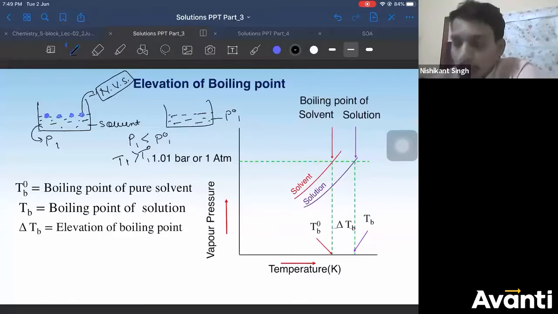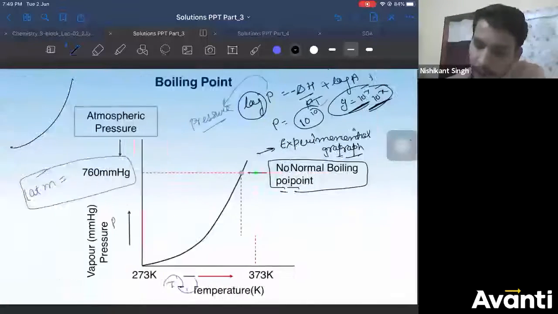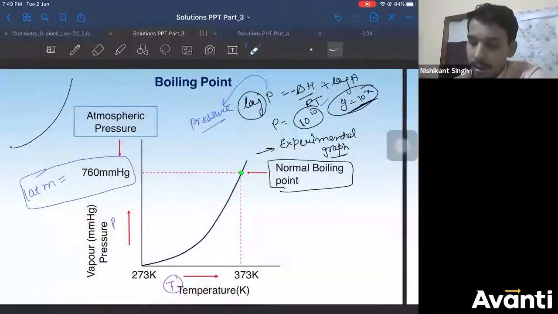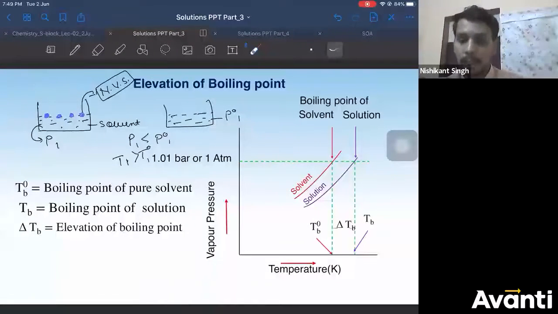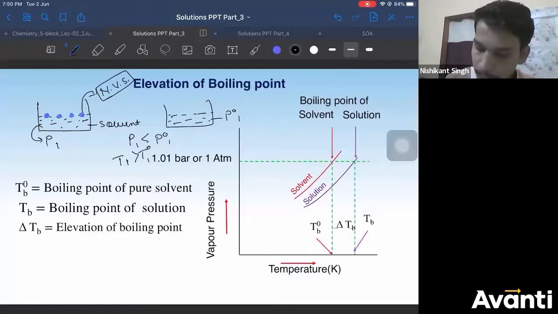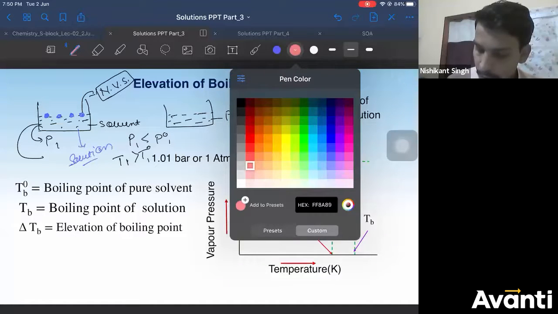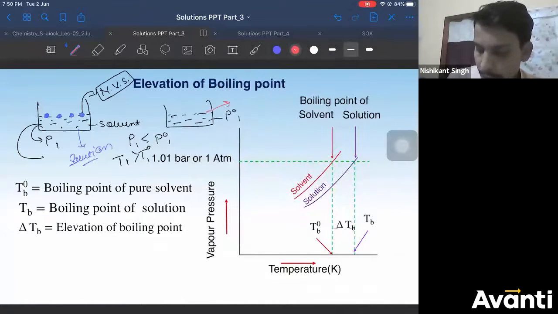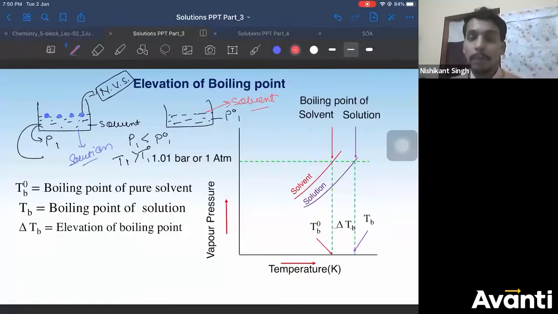Now we are going to do one more thing. We are going to use this graph only, guys. Vapor pressure versus temperature. Let me choose the color coding accordingly. So this is your solution, so solution is given blue color, and this is your solvent. Solvent is given a red color, right? All of you please pay attention.